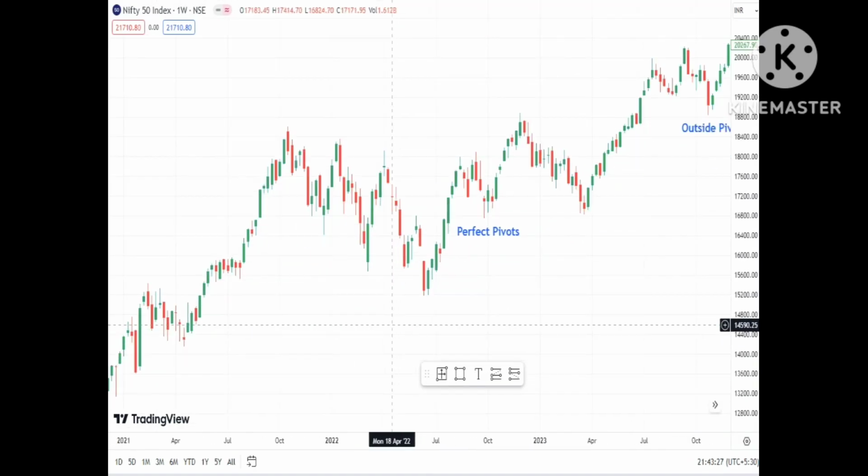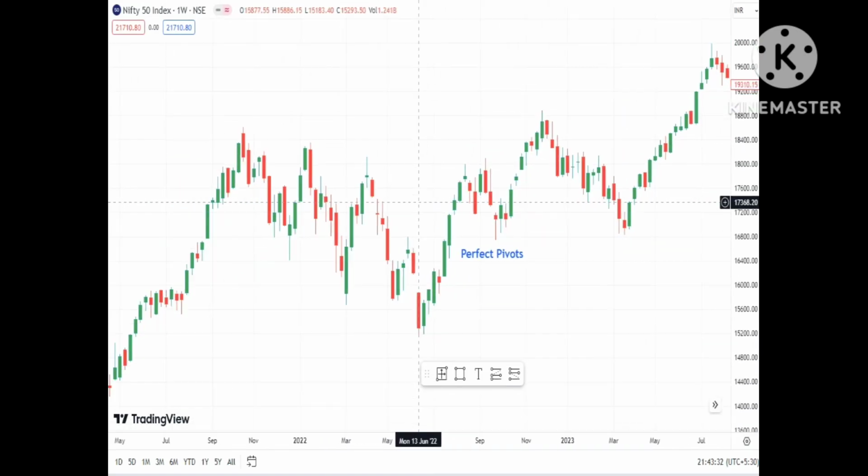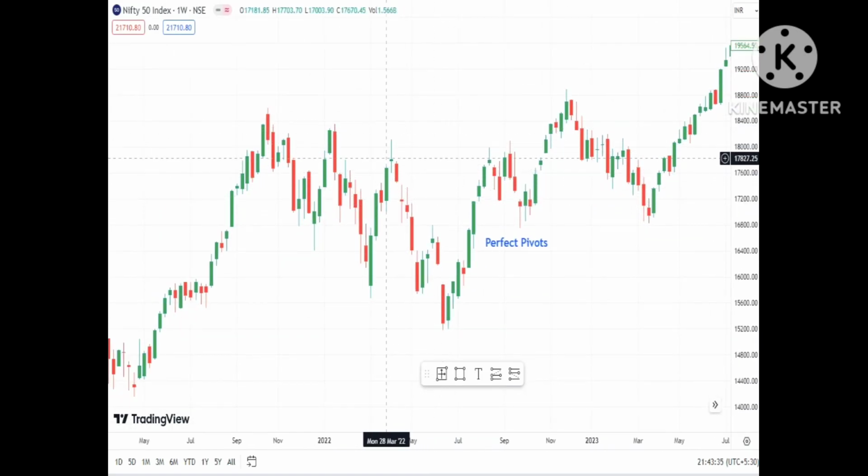See, this is a perfect pivot here. If we closely observe, this is the main middle candle of the pivot. This is the pivot point. The high of this pivot candle is higher than the high of the first and the third candle. The second candle, or the main middle pivot candle, has a high that is higher than the high of the first and the third candle.